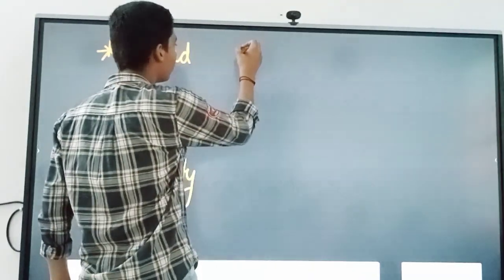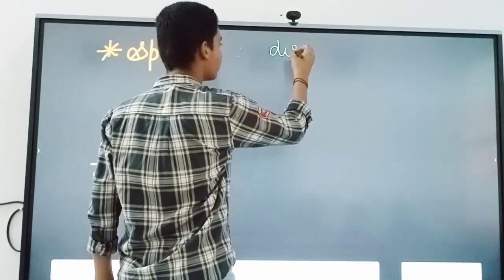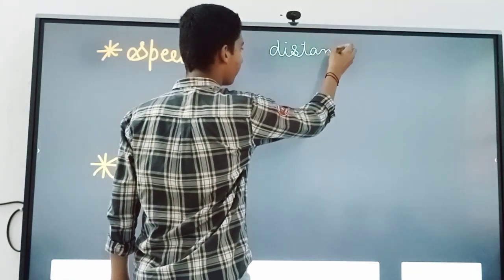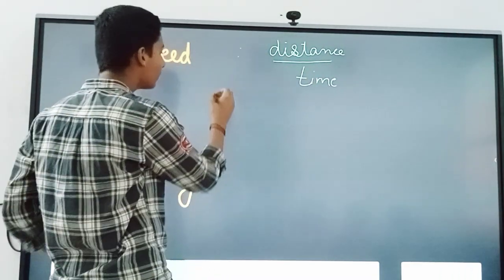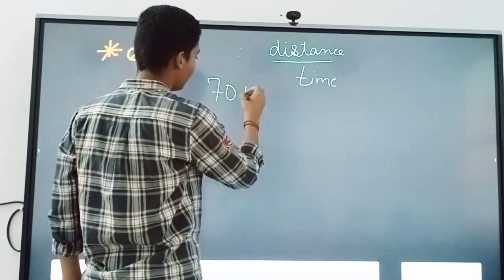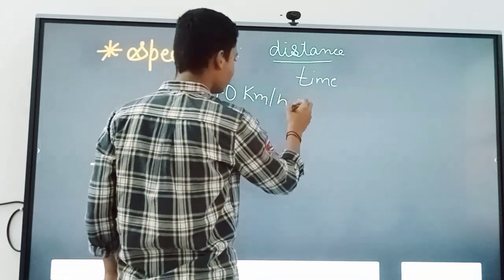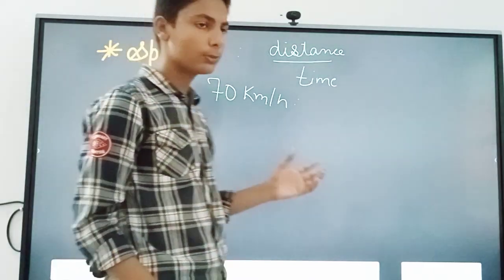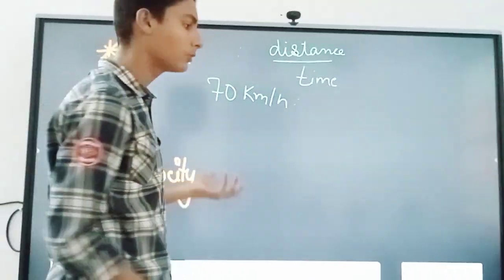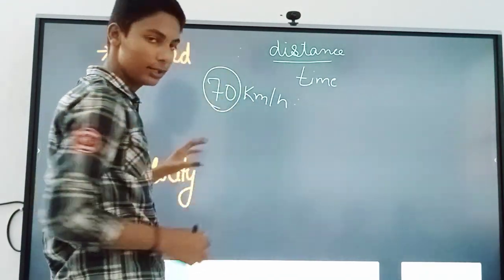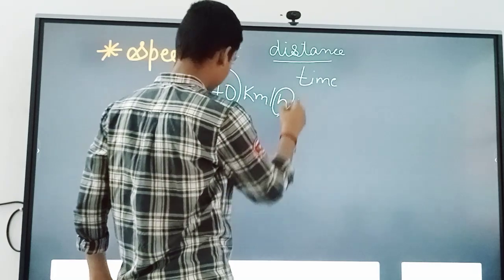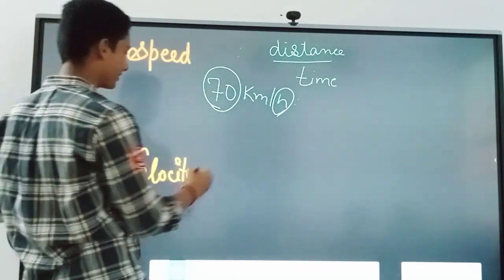Next is speed. Speed is the distance covered by an object in a unit time. It is total distance covered upon total time taken. Suppose 70 km per hour. As we have heard that the object is moving with 70 km per hour speed or 40 km per hour speed, that means an object covers 70 km distance in 1 hour. And it is a scalar quantity.